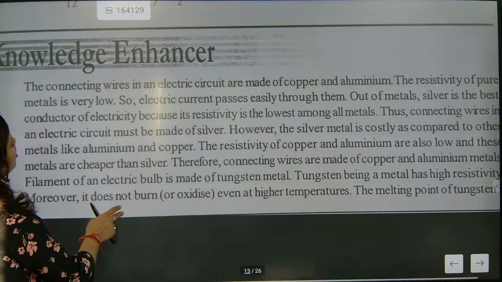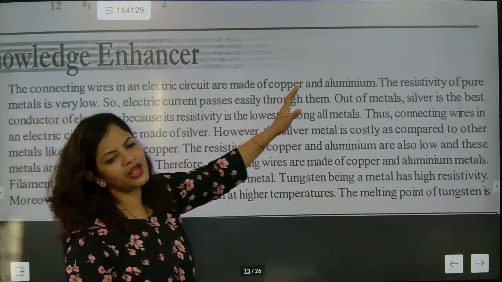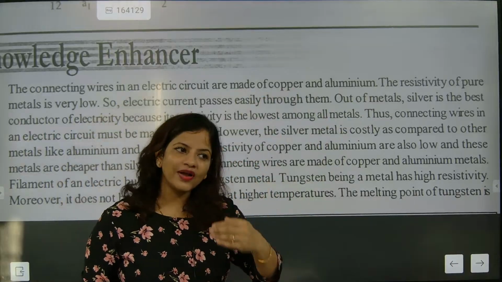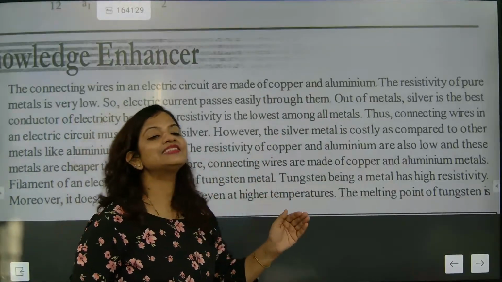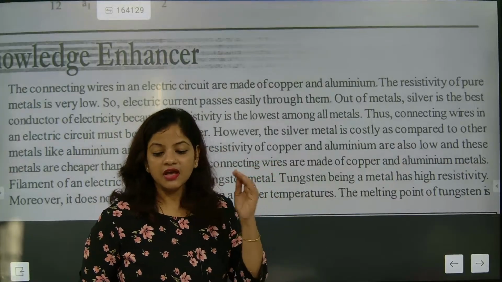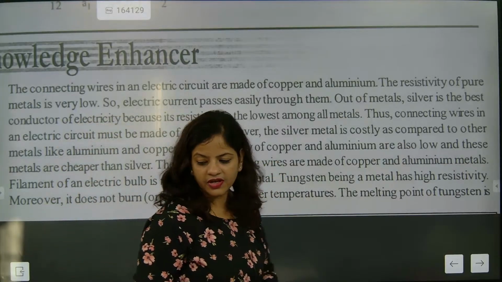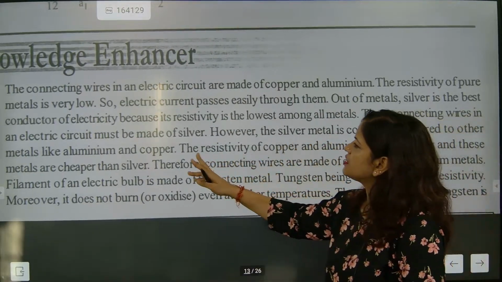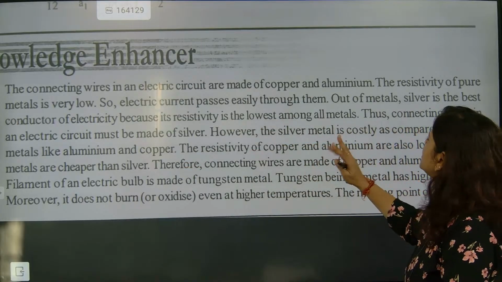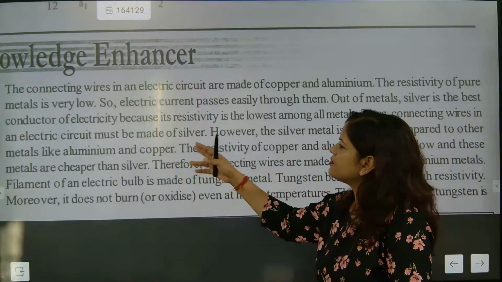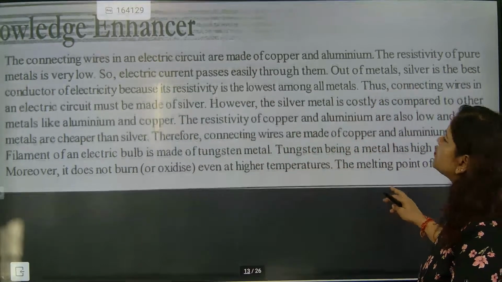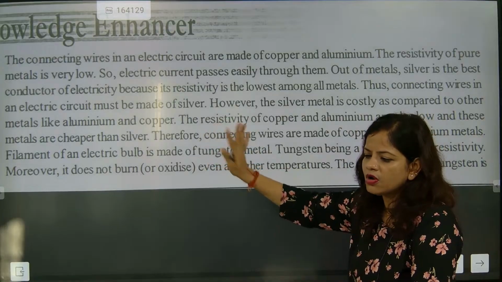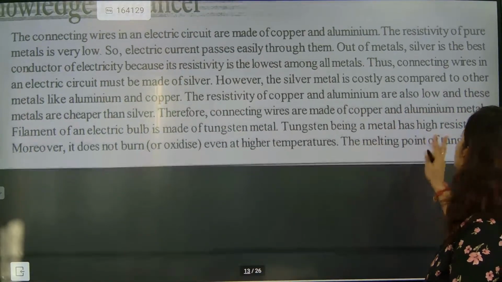Okay. So now, electric current passes through aluminum and copper very easily. One thing. Second is its oxidation state is quite high compared to silver. Understood? Resistivity is more than silver. Yes, absolutely correct. Silver is the best conductor among all metals, so connecting wire in an electric circuit should be made with silver. However, we are using copper and aluminium because they are cheaper than silver. That's what all people talked about. So therefore connecting wire is made with copper and aluminium.